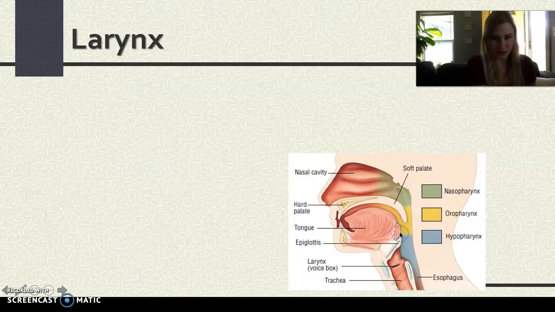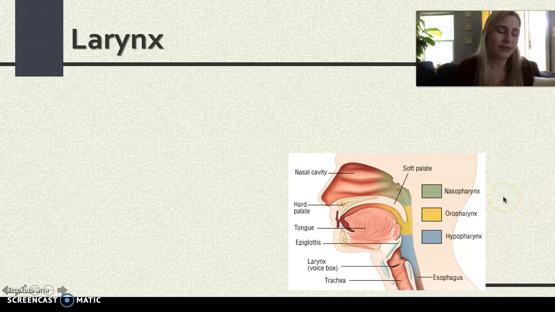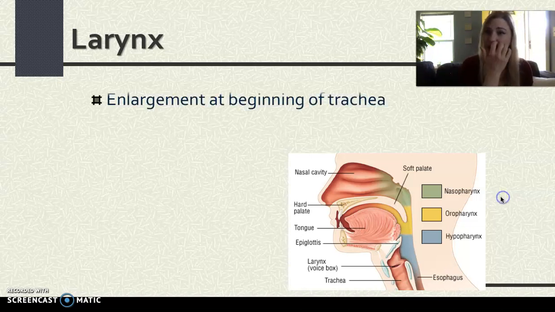So the lower respiratory tract. Now we're talking about the pharynx, and once again, this is that kind of hotly contested thing. Some people believe that the larynx is part of the upper respiratory tract. Others believe it's part of the lower. It really does not matter, just as long as you know what the larynx is. So the larynx, it is the enlargement at the beginning of the trachea. If you are a male, it is more likely that you can see your larynx. It's where that Adam's apple is found.